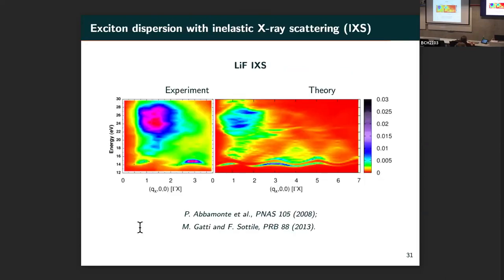There are other calculations in the context of inelastic X-ray scattering, in this case for lithium fluoride. You have here the experiment and the calculation, and you have to look at the other axis. This is energy, this is the Q, and the intensity gives you the loss. So you can capture the exciton dispersion that they see in the experiment when you do the calculation. So you see, with this formalism, we can describe a broad spectrum of techniques.